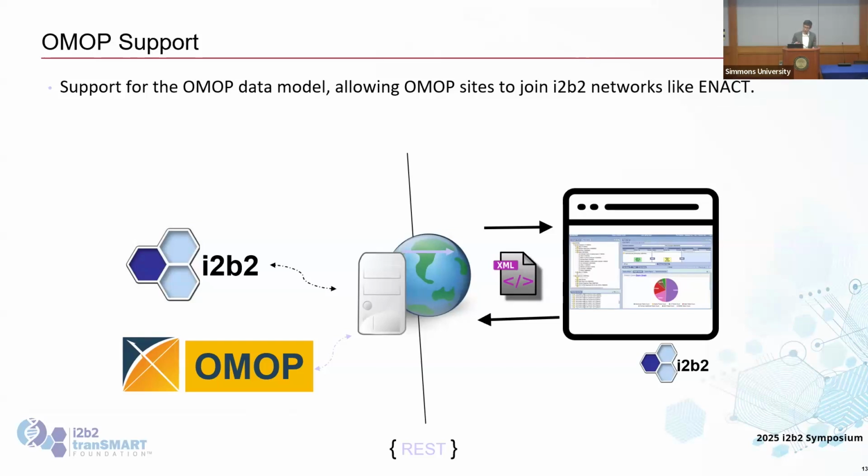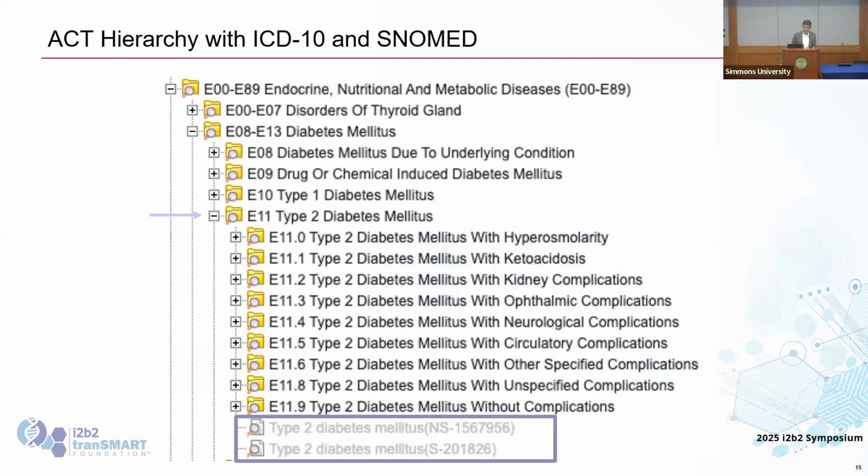So I2B2 is these clients that use an XML interface that talk to an application layer on the server, and then that application layer communicates with the database where it actually gathers the patient information. So by swapping out just that database layer from I2B2 to OMOP, we're able to run OMOP on our back end and I2B2 queries on the front end.